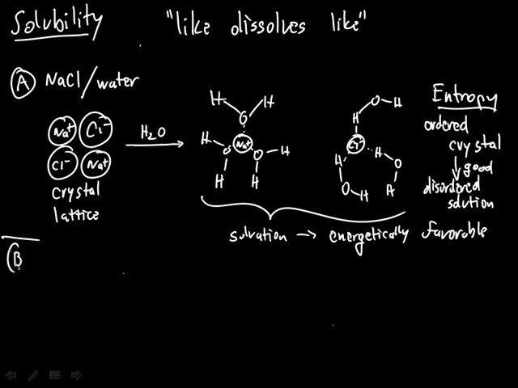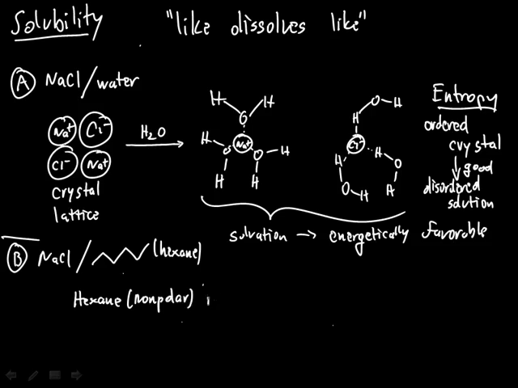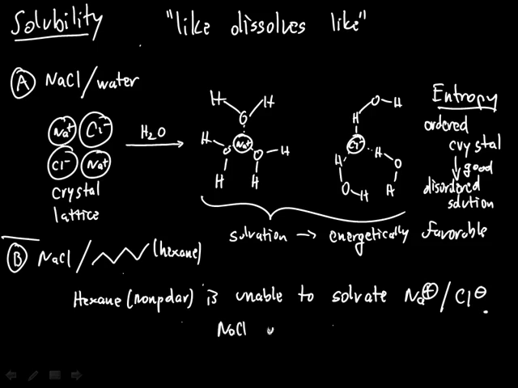But now if you think about dissolving sodium chloride in a nonpolar solvent such as hexane, things change. Even though entropically we will still go from an ordered crystal to disordered solution, enthalpically things are different because hexane, which is nonpolar, is unable to solvate either Na+ or Cl- ions. Thus, sodium chloride does not dissolve in hexane.